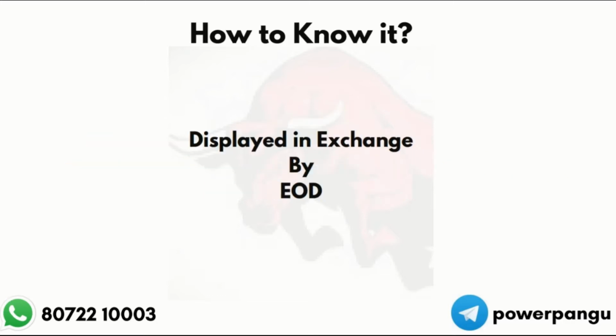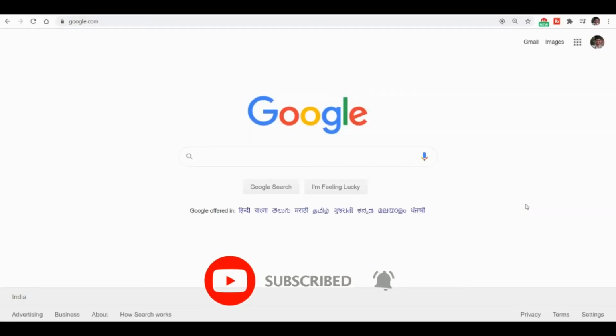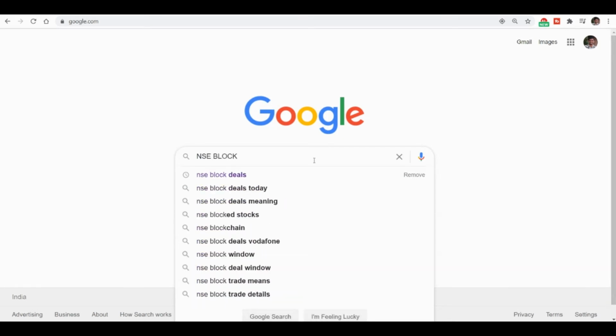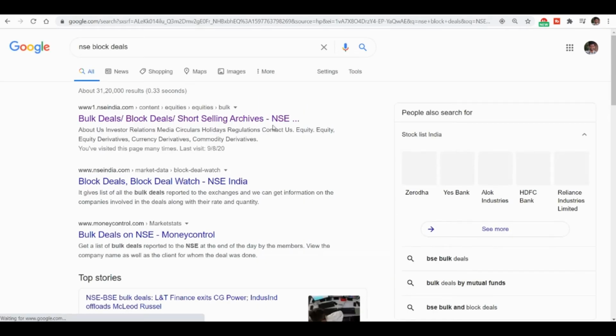So where can I see the block deals as an individual? You can go to the NSE India website. We'll go there and see some of the block deals that were executed, and what happens to the share after that. It will be very interesting. Now let's move to the site. So here I am in Google. Let us type NSE block deal. Once you type this, you will be redirected to this website where you can see the list of block deals that were executed.